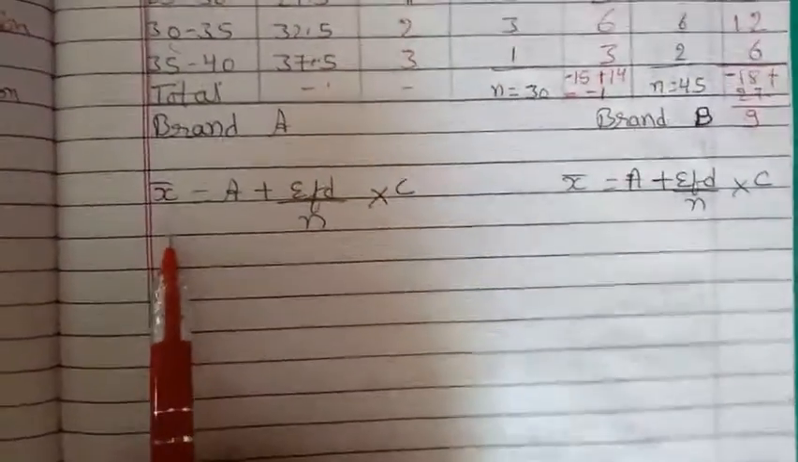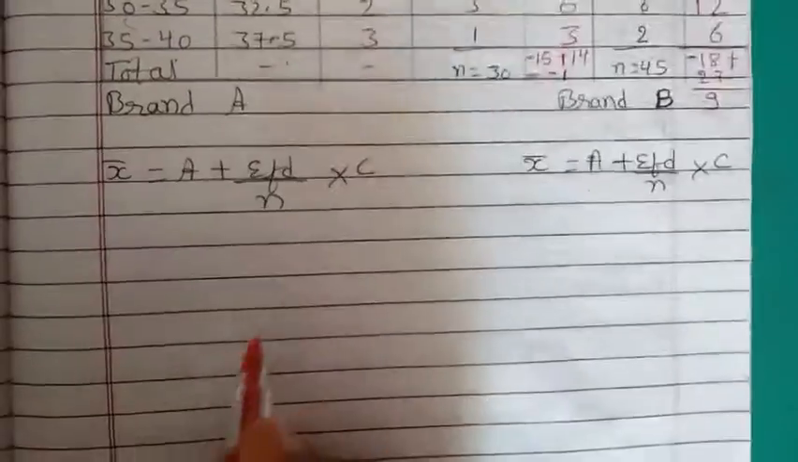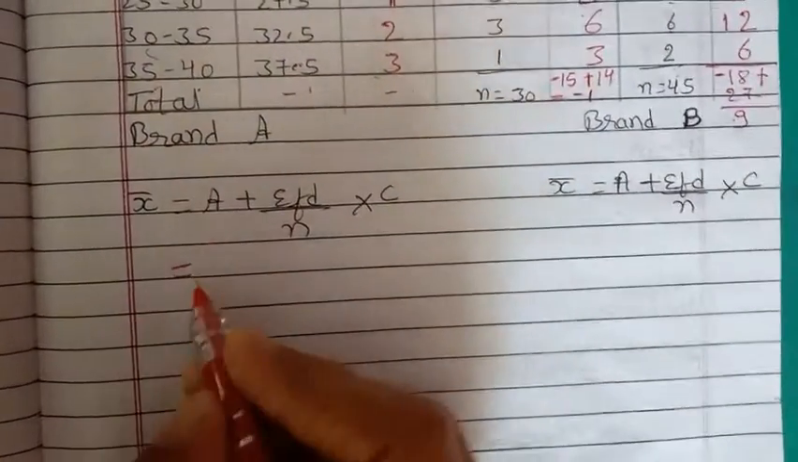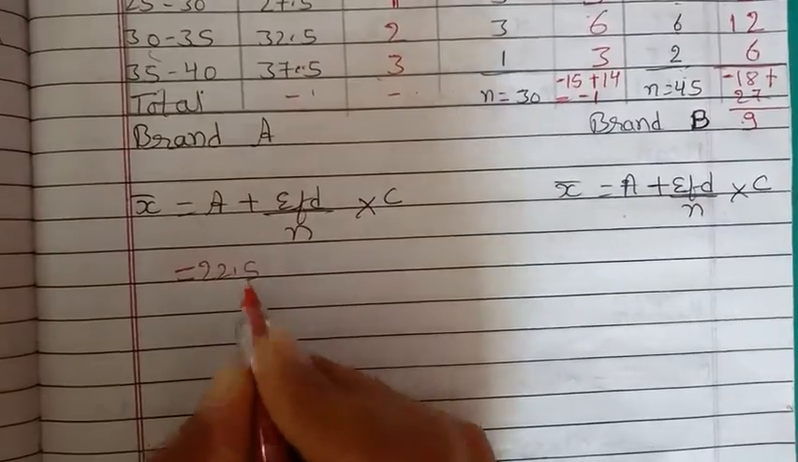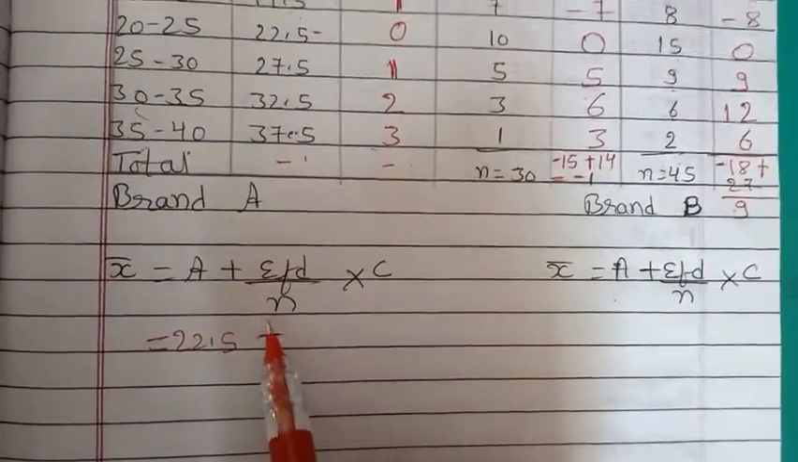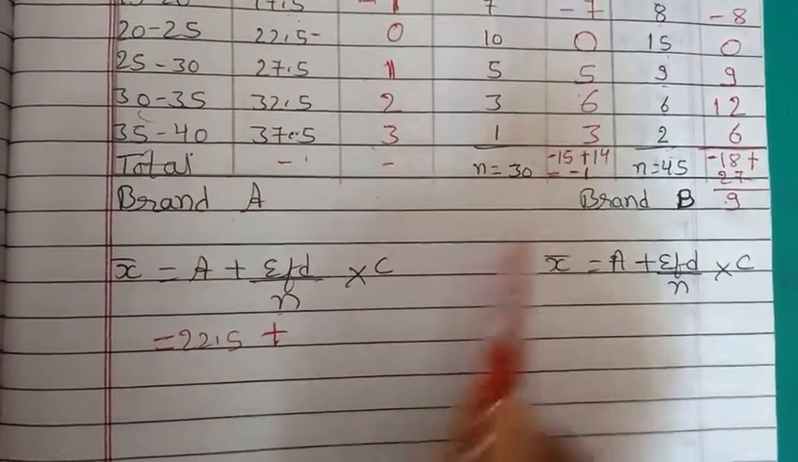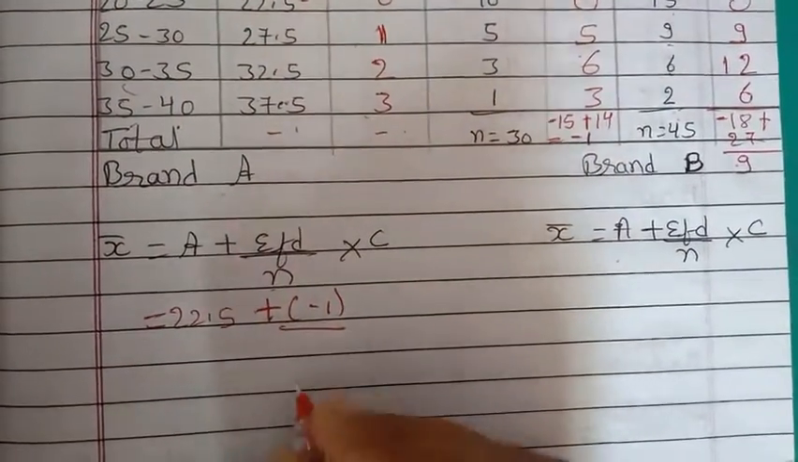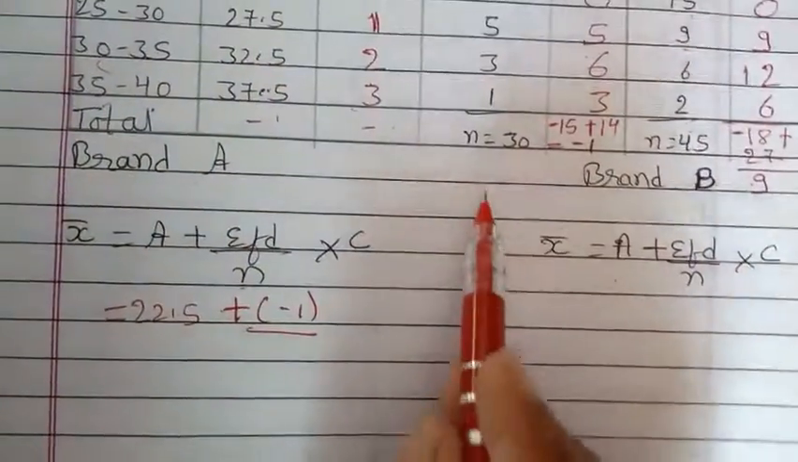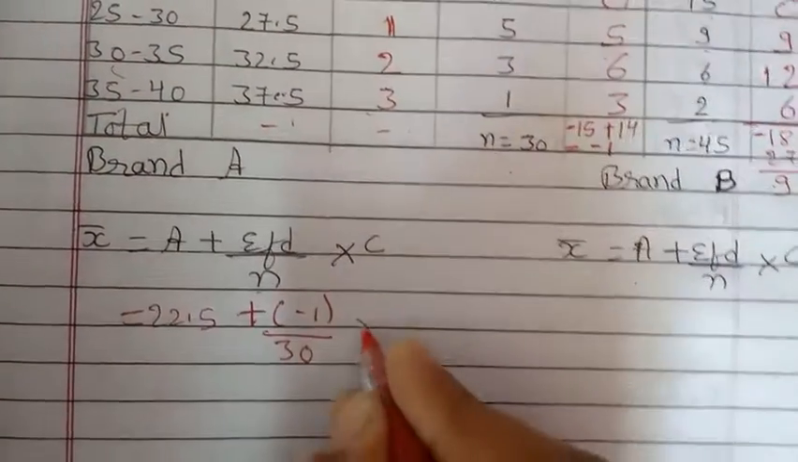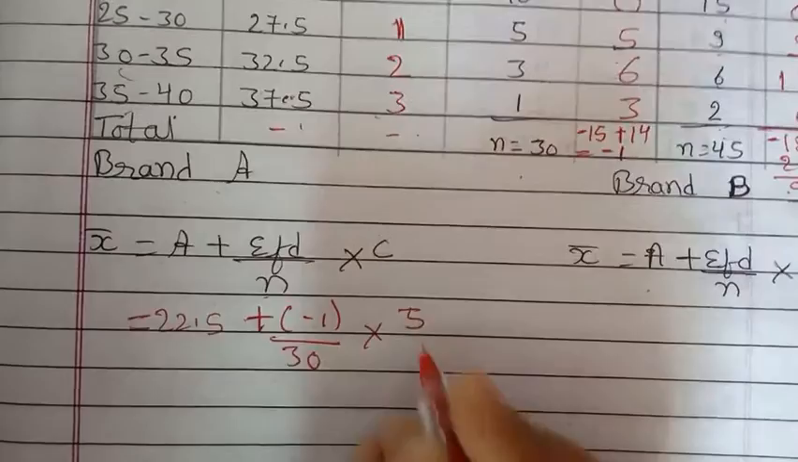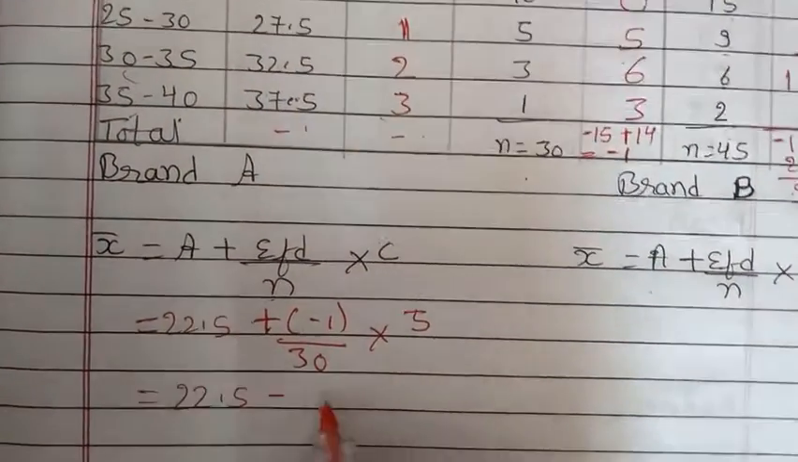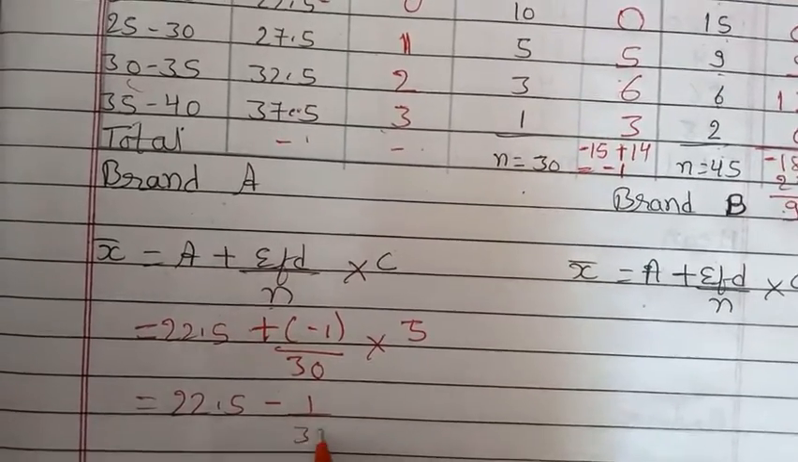Right, now I will find out the mean, that is A plus sigma fD upon N into C. What is our A, the assumed mean? 22.5. Now for brand A, sigma fD is minus 1, N is 30, multiplied by C, 5. So 22.5 plus minus 1 upon 30 into 5.